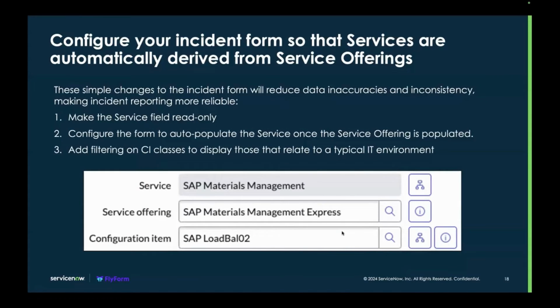So moving on, we would recommend that the instance form itself is configured so that the service field becomes read-only. The service offering is the main field that you would fill in, and the service is then derived from the service offering, and we add in the CI classes. And Ryan will show you what this looks like in practice in a demo shortly.